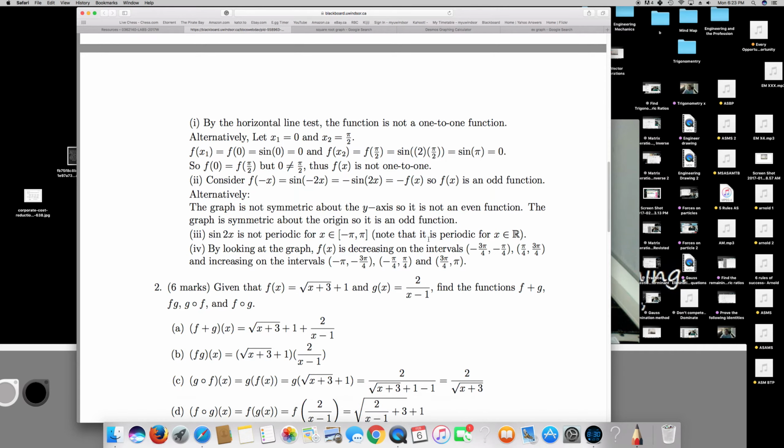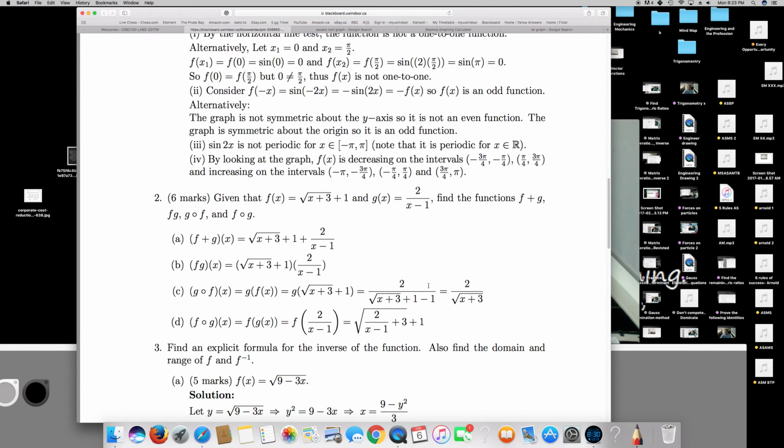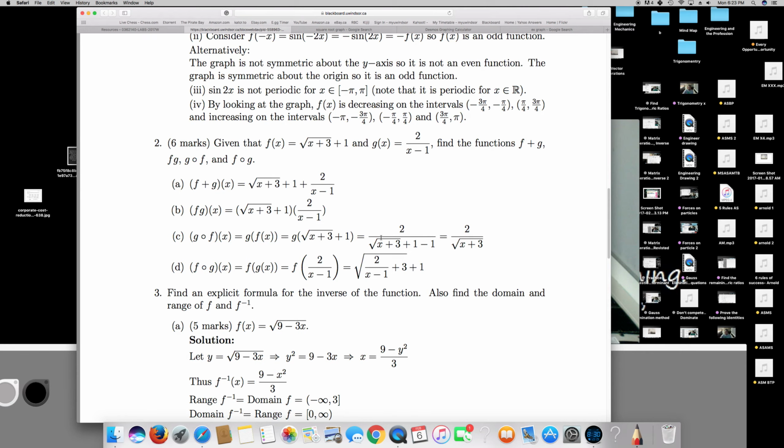And the next question is asking, given that f of x is equal to root of x plus 3 plus 1, and g of x is equal to 2 over x minus 1, find the functions f plus g, fg, g of f, and f of g. The first question is f plus g, right? F plus g means simply we have to add them. We don't have to confuse it with anything. Just simply add root of x plus 3 plus 1, and add it with 2 over x minus 1, right? Just add it.